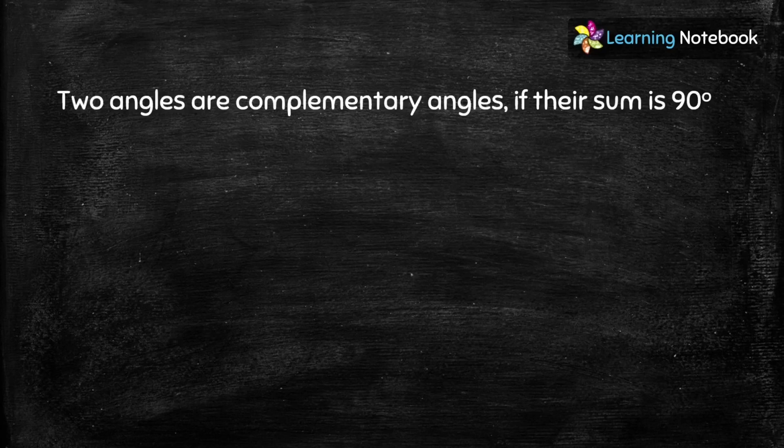Students, these were the trigonometric ratios, but we have to understand trigonometric ratios of complementary angles. So what are complementary angles? Two angles are complementary angles if their sum is 90 degrees.